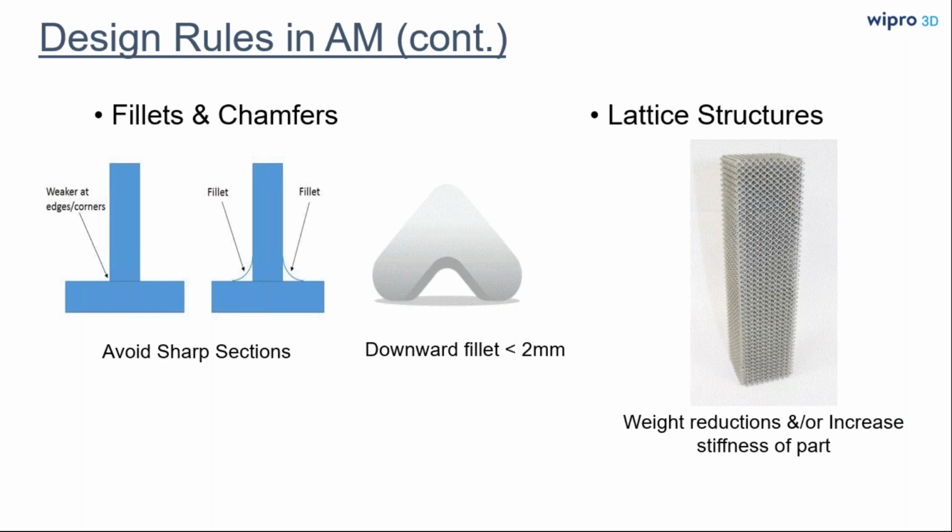Again, very much similar to what we see in the industry, we should always try to add fillets and chamfers wherever possible, because as you can see on the left hand side, sudden changes in the geometry can bring in residual stresses, which again are deleterious to the part functionality and processing capability. And even if we are adding fillets, especially downward fillets, they should be limited to less than 2 mm, because if they exceed this value, we would require to add supports. So there should be a balance in setting up of these fillets and chamfers.